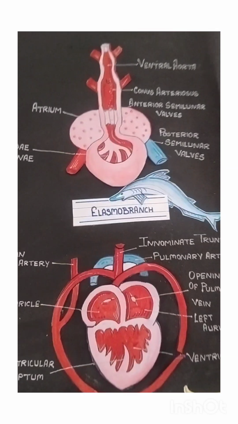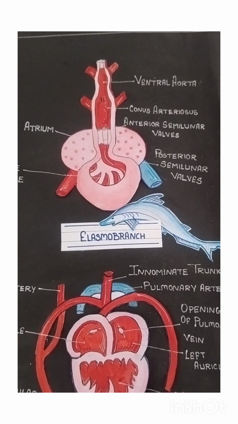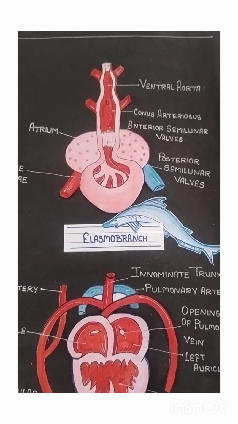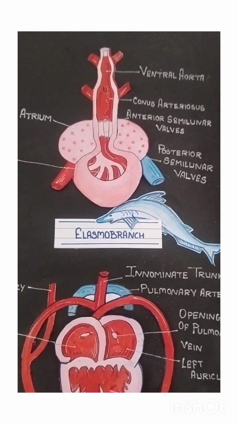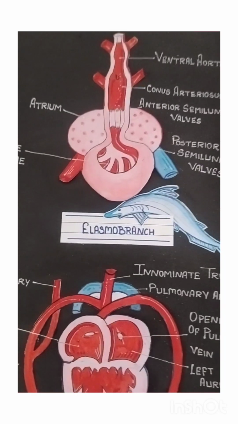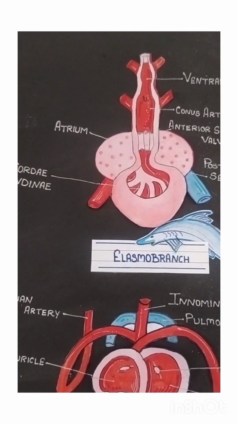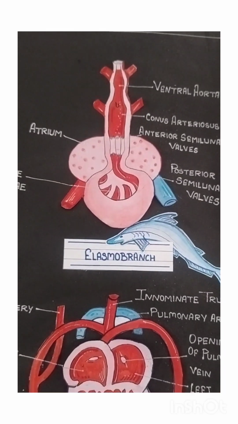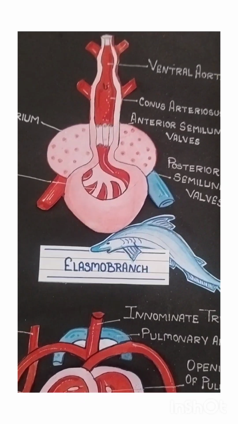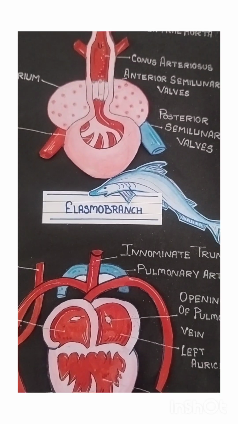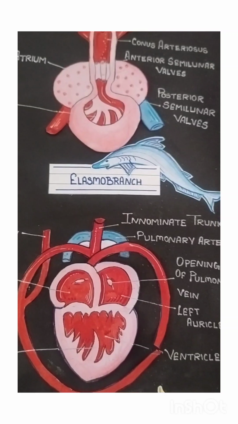Here you can see the diagram of the elasmobranch heart. Sinus venosus is there, and you can observe the conus arteriosus, and then this is the atrium, ventral aorta, conus arteriosus, and then the presence of valves. So this is the diagram here.